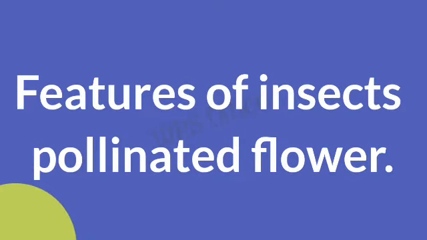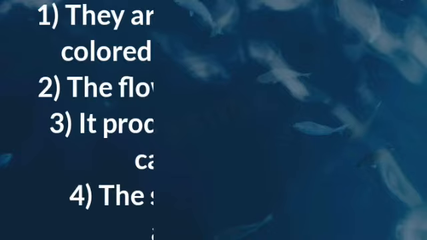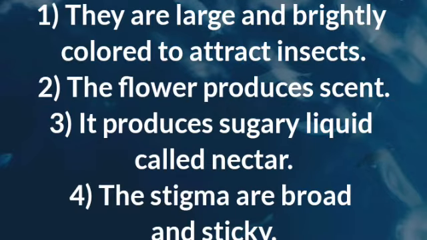Next, features of insect pollinated flower. That means their characteristics. 1. They are large and brightly colored to attract insects. 2. The flower produces scent that attracts the insects. 3. It produces sugary liquid called nectar. So the nectar the insect feeds on attracts the insect to that flower.